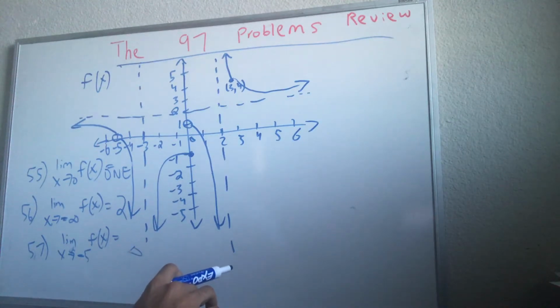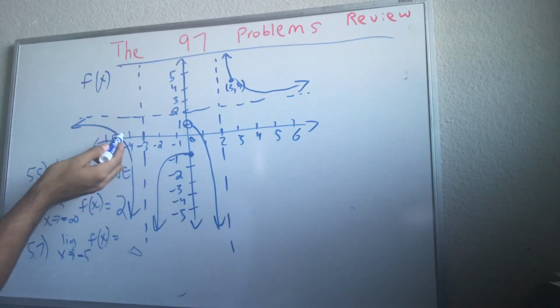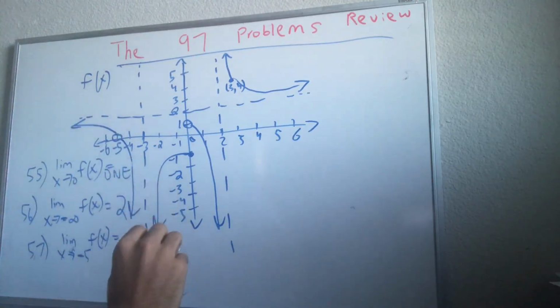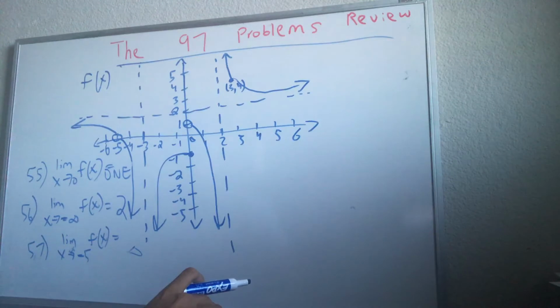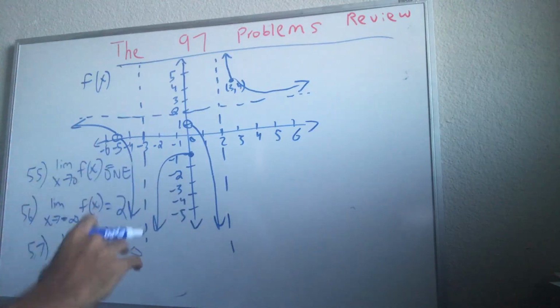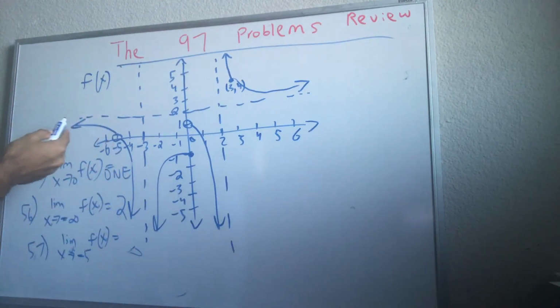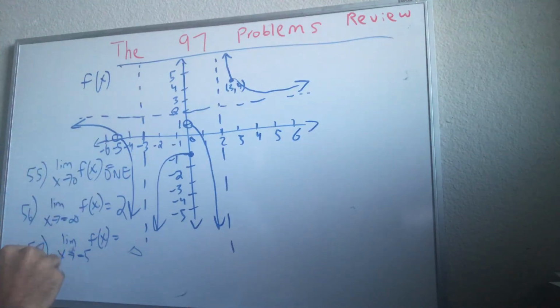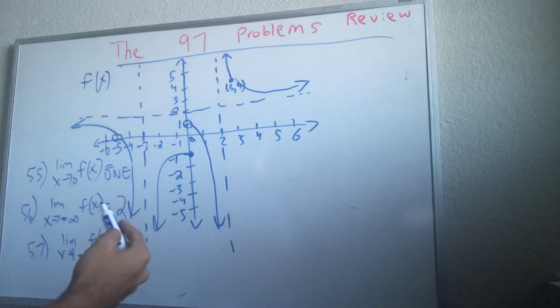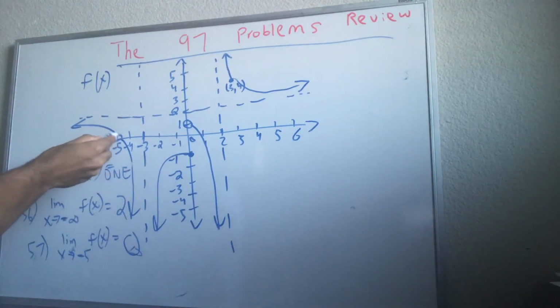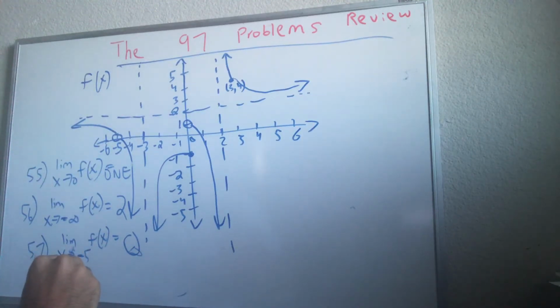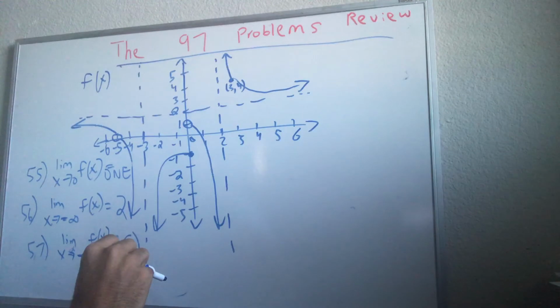And now we have number 57, limit of f of x as x approaches negative 5. Here we see that there's a hole, and this is a good example of a removable discontinuity. Whenever you have a removable discontinuity, a limit will exist, because you will be approaching that hole from the right hand side and from the left hand side, and you're approaching the same value. This is obviously 0, because as you approach negative 5 from the right and from the left, you're approaching the y value of 0. So limit of f of x as x approaches negative 5 is 0.